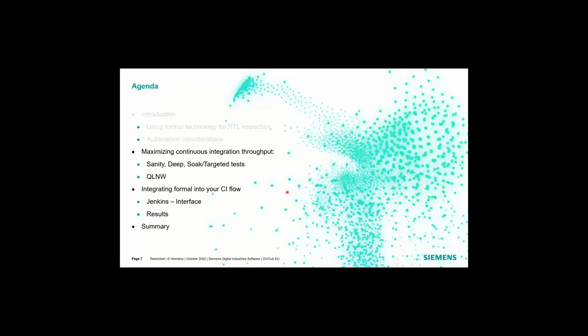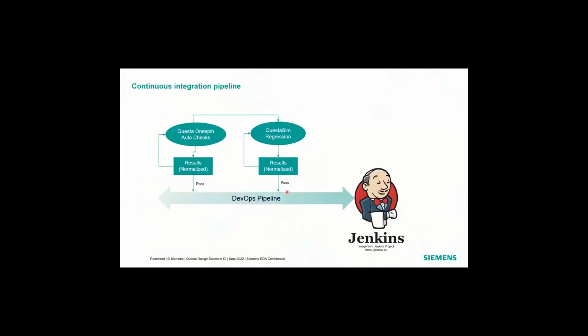And so here are some considerations for how you can come up with tests that fit into your continuous integration flow. So much like you'd have a regression tailored for continuous integration flow for your simulation, for example, using Questa Sim, you can also have a set of tailored customized auto checks that you could run in Questa OneSpin that also contribute to a DevOps pipeline.